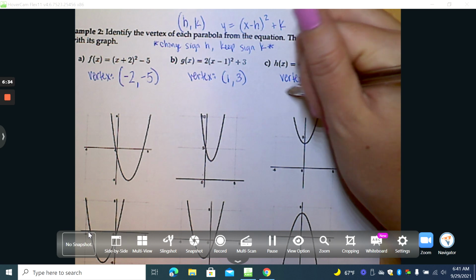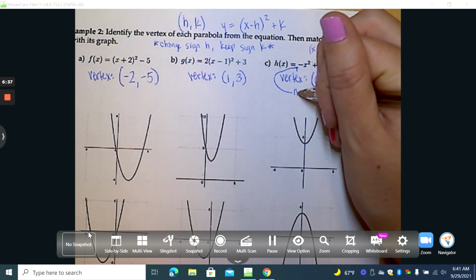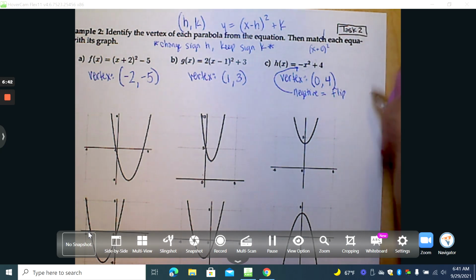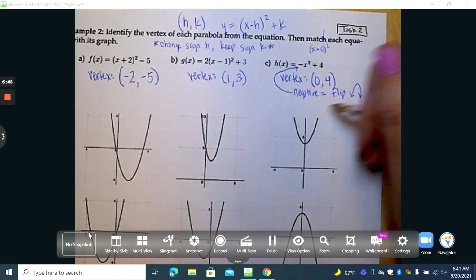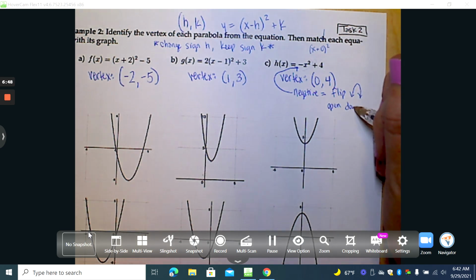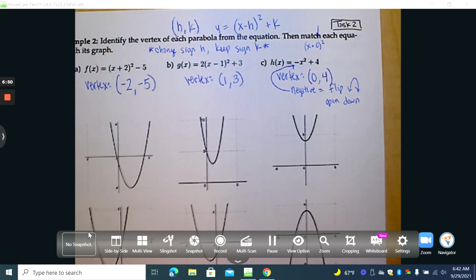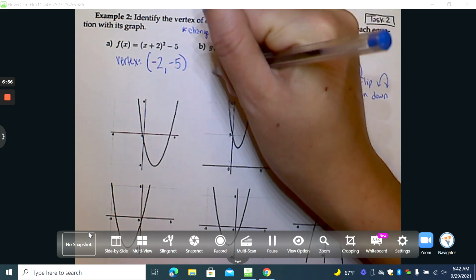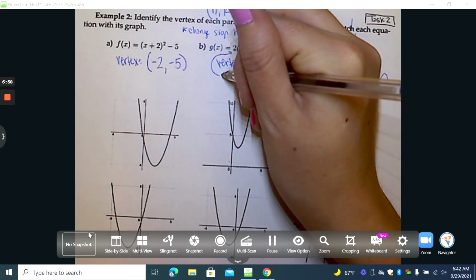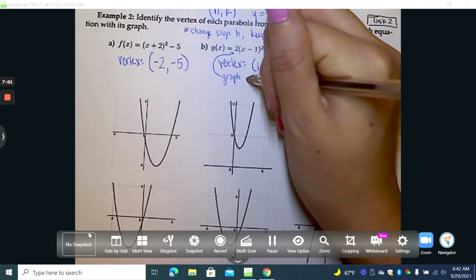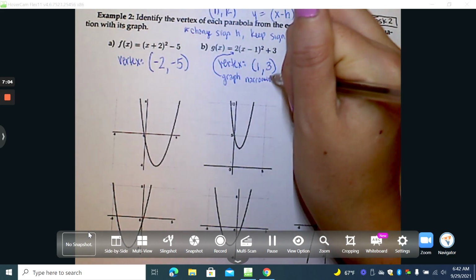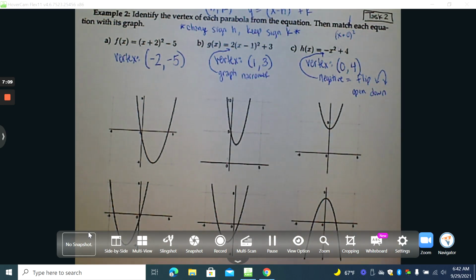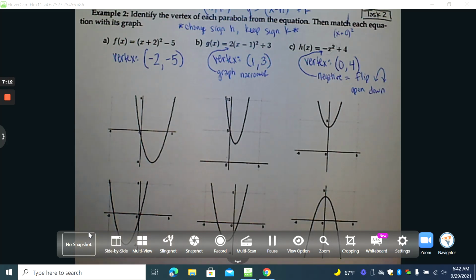The one thing I do want to note here is that we have this negative sign at the front, which means that I'm going to flip my parabola upside down. It's going to open down. The other kind of tricky part, if I ever have a number in front, over here, that number in front, that's going to make my graph narrower, skinnier, because I have that 2 in front. If I had a fraction, it would make it wider, but since I have a 2, it makes it narrower.